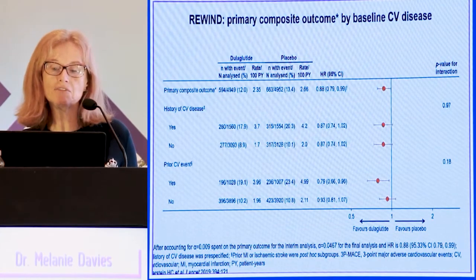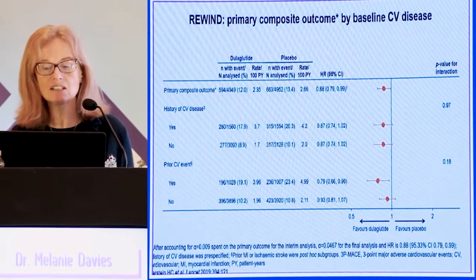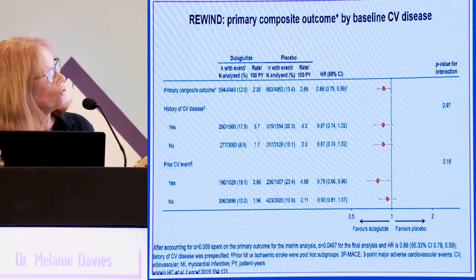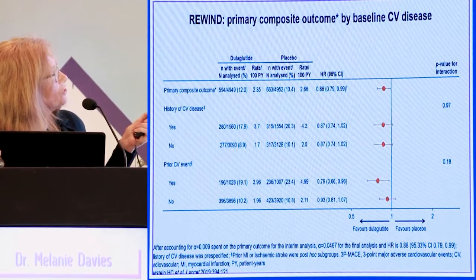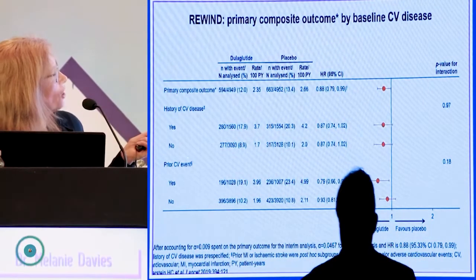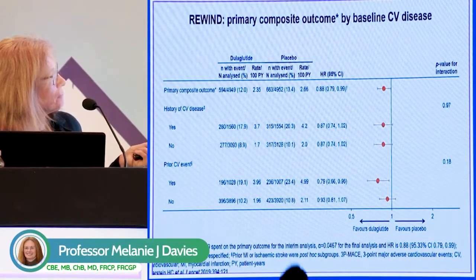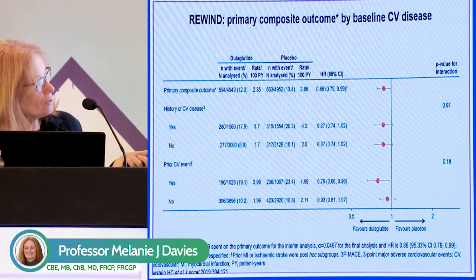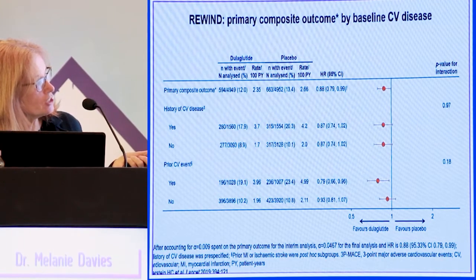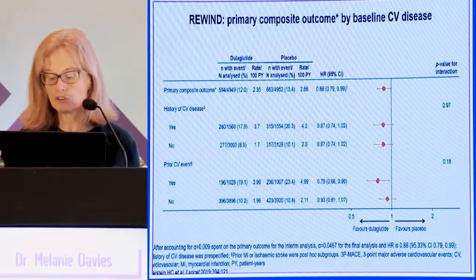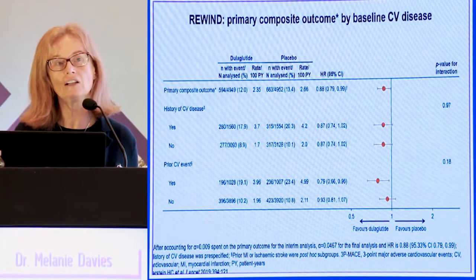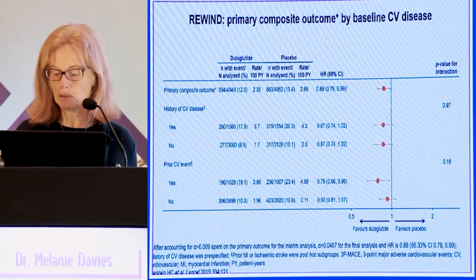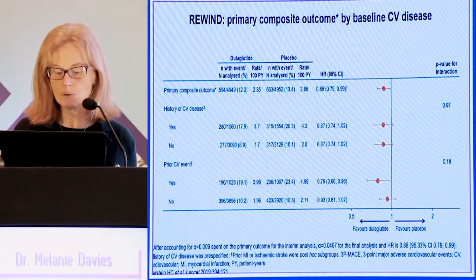REWIND is important because if you look at the outcome by baseline cardiovascular disease, as you know, overall, this was a 12% reduction. There didn't appear to be a difference in people with or without a history of cardiovascular disease. Although if you look in prior events, and these are people with MI or stroke, although the p-value for interaction isn't significant, there is a greater reduction in those patients with MI or stroke compared to those without. So I think there's still some debate about the risk factor profile and how far we should open up the prevention with GLP-1s based on this evidence.